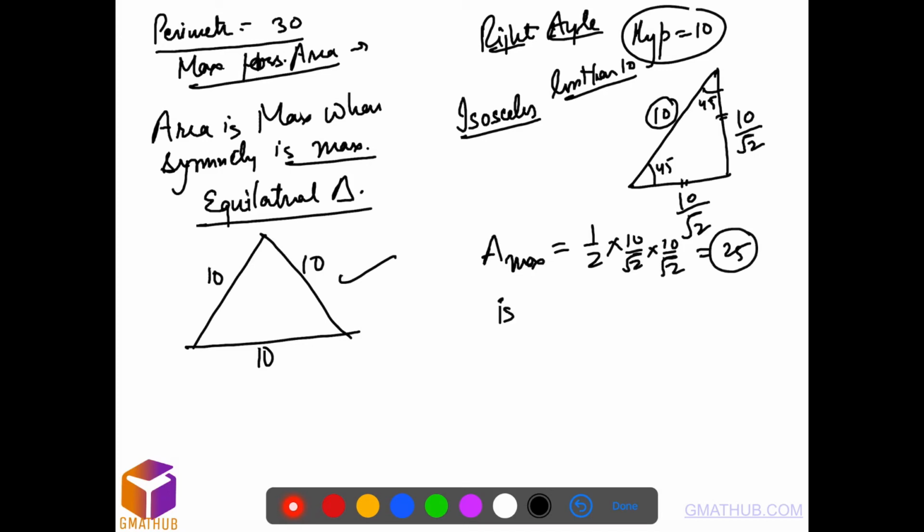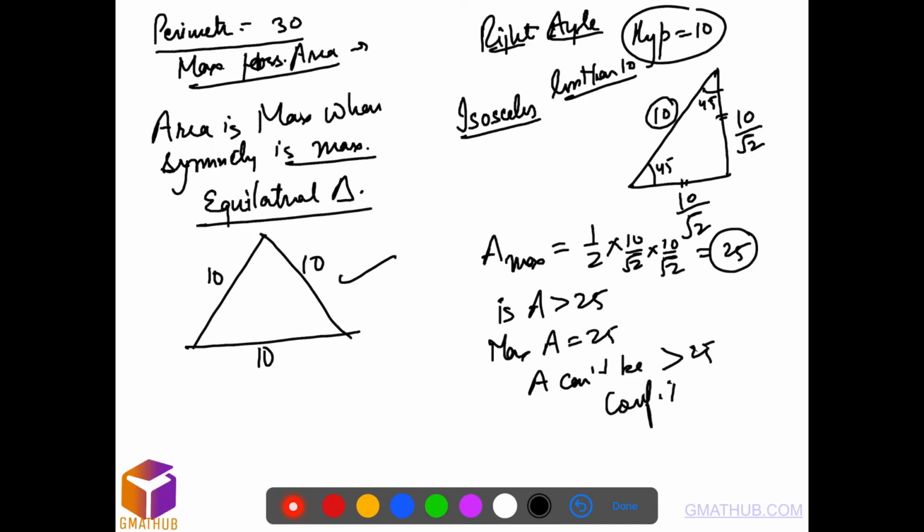Question is, is the area bigger than 25? The statement says maximum area is 25. So area can't be more than 25. Confirmed, no. This is sufficient. B will be the answer here.